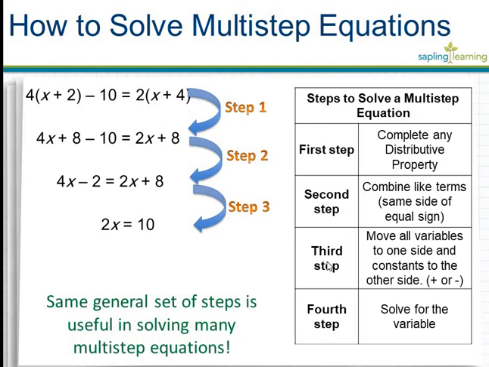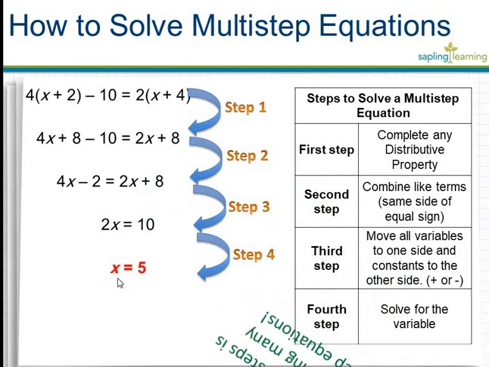And the last step is to solve for the variable. Solving for the variable includes the last step, which means making the inverse operation for the last time. Here, for example, in the fourth step I have to divide by 2 to get the value of the variable x.